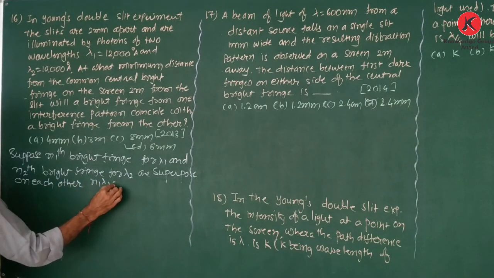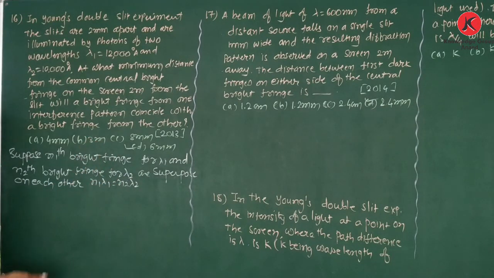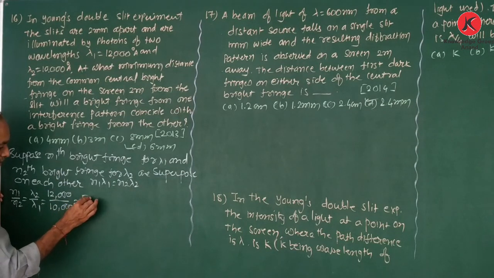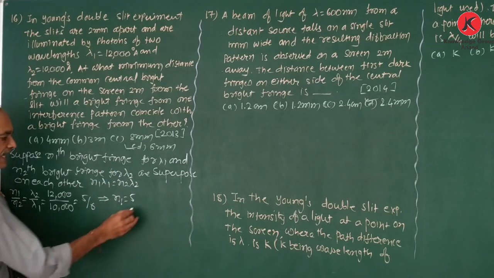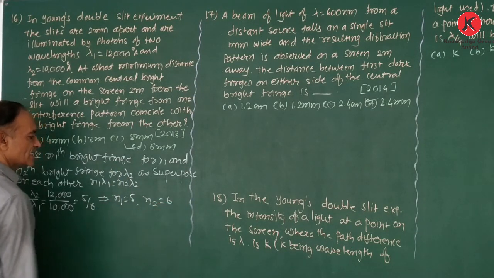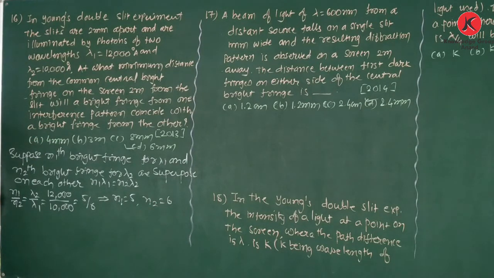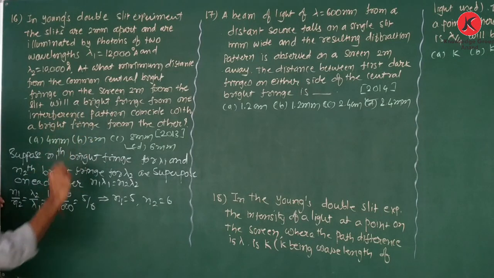N1 lambda 1 is equal to N2 lambda 2. Therefore, N1 upon N2 is equal to lambda 2 upon lambda 1, that is 12,000 upon 10,000. So it is equal to 6 by 5. Therefore, we can obtain N1 is equal to the 6th bright fringe and N2 is equal to the 5th bright fringe, which are superposed at x distance from the central interference pattern.